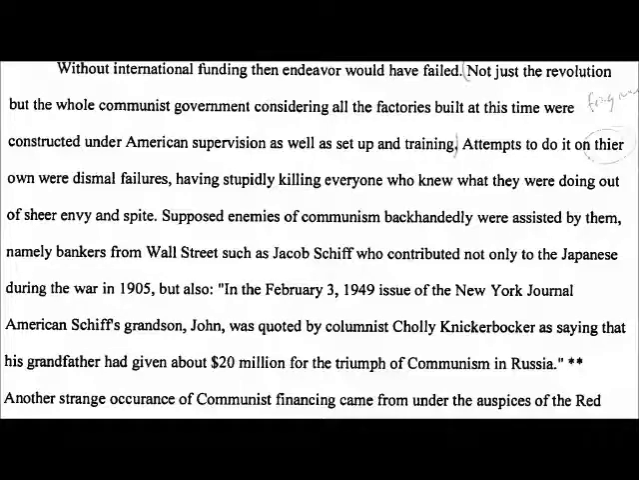Finally, we have editorializing. Now, you are trying to make an argument in your thesis, but saying that they stupidly killed someone, editorializing in that way about the historical actors that you're discussing, is something that you should generally avoid. It makes your paper look amateurish, frankly.